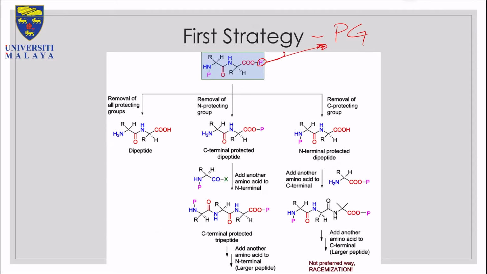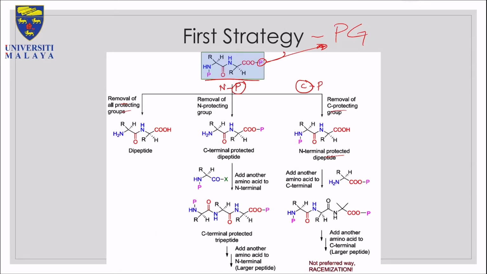Now, you have two ways of doing this. Either you protect at the N terminal and then you do a coupling. On the right hand side is the protecting group on the C terminal. In the middle, the protecting group is on the N terminal. If you have this type of peptides whereby you have all functional groups protected, what are your options?